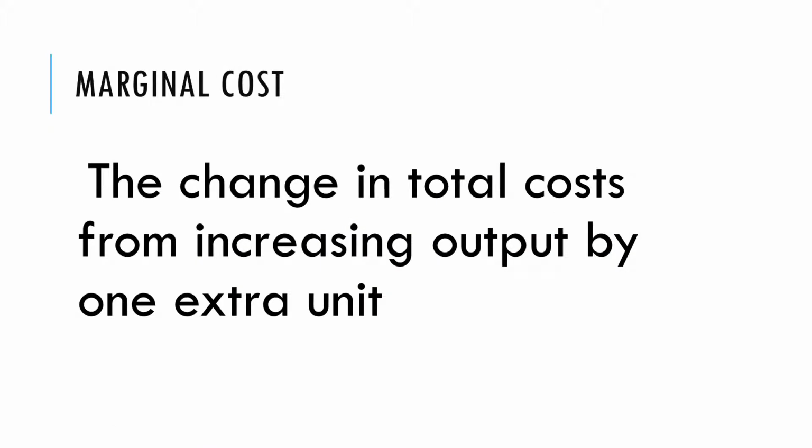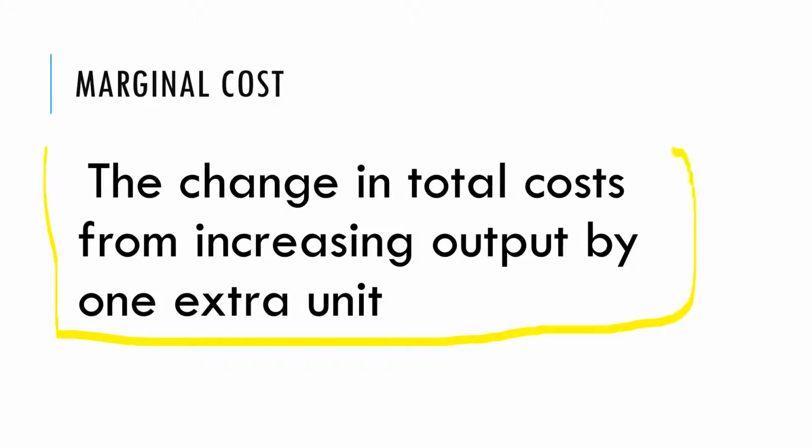Now let's introduce the idea of marginal cost. Again, this is an important definition, so let's make sure we write this down. The marginal cost is the change in total costs from increasing output by one extra unit. So it is not the average cost, it is what has been the change to the total cost by producing one extra unit.